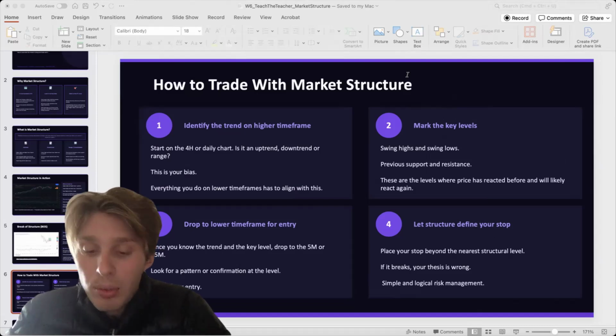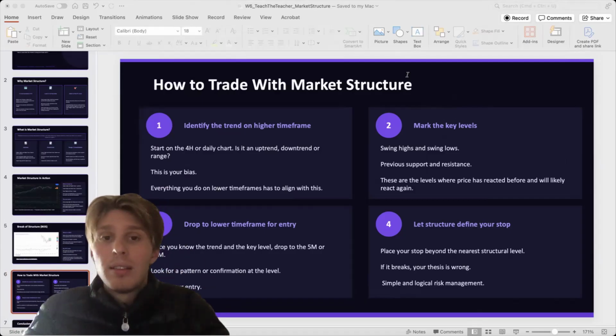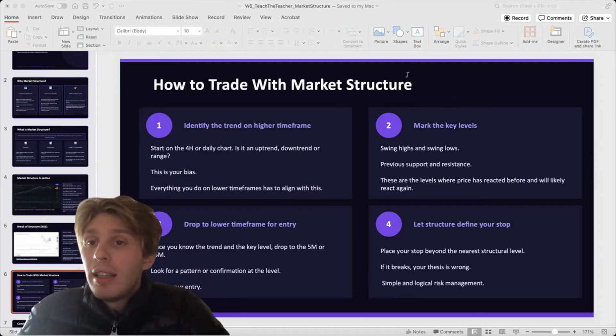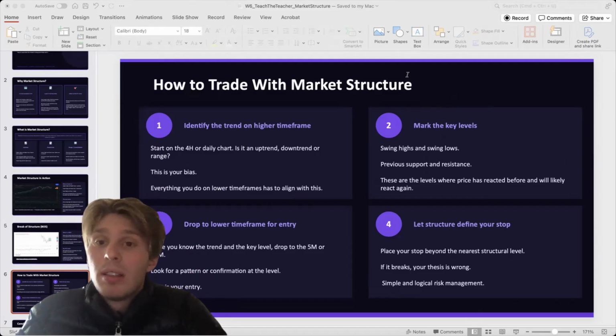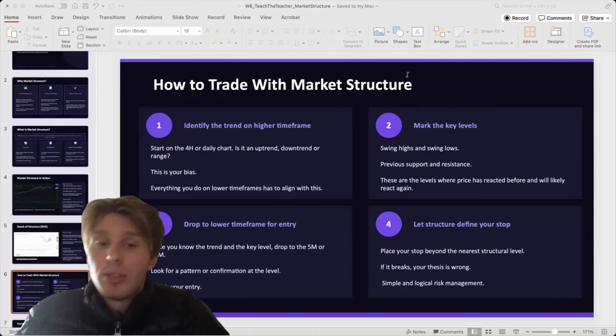You have some real structure that you can understand. And if you see that that structure breaks, then your thesis is completely wrong, and you most likely will get wiped out. It is pretty simple. I'm trying to give you a logical process, so you don't need to guess that much.